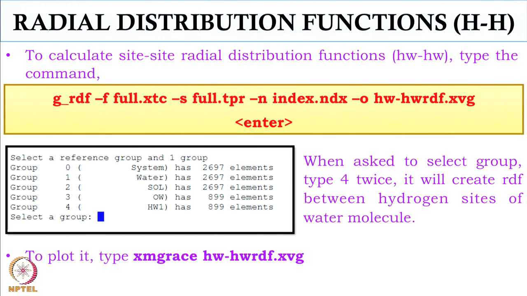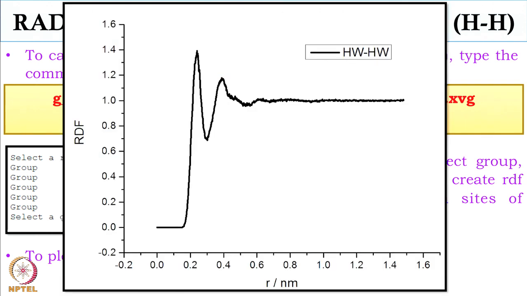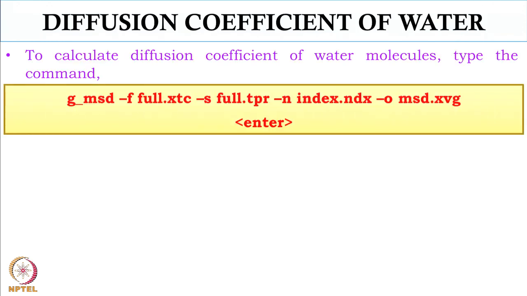Since we have to conclude in 2-3 minutes, can you show the diffusion behavior also? Yes. For diffusion, we have to use the command g_msd. MSD is the mean square displacement. The other parts are the same, but the last one is different, because the last one is msd.xvg.